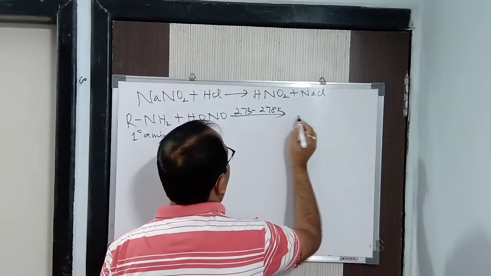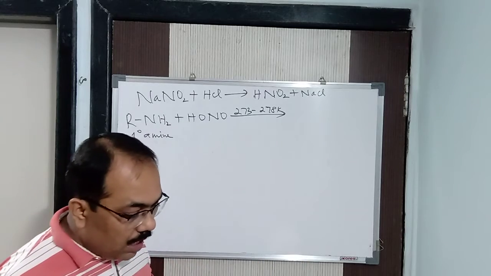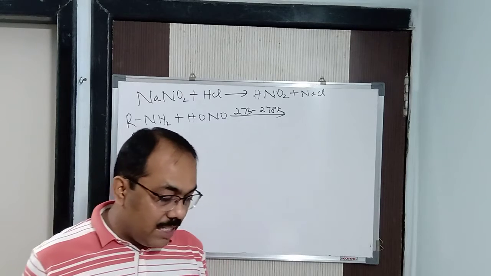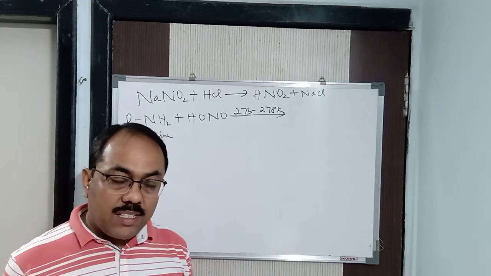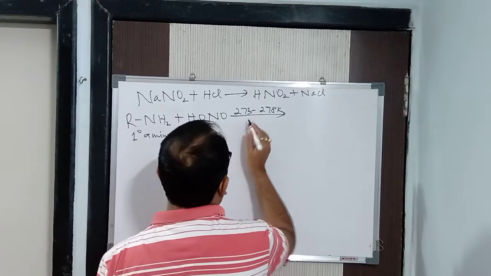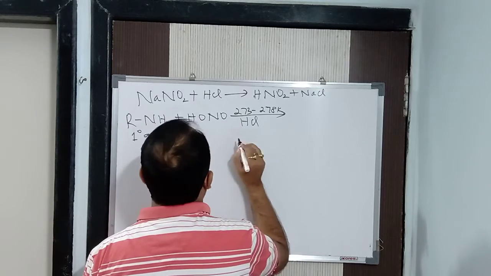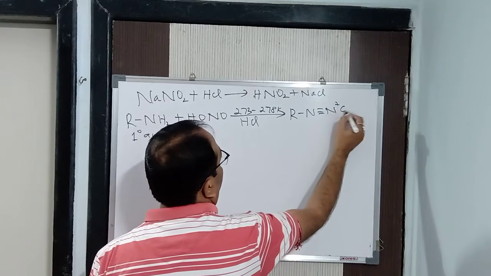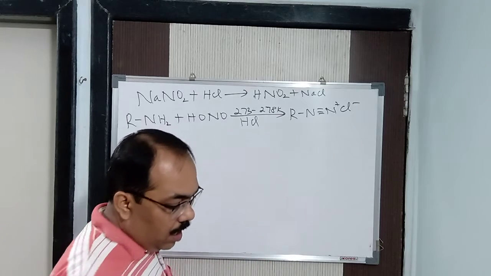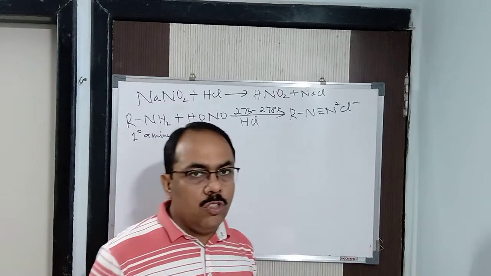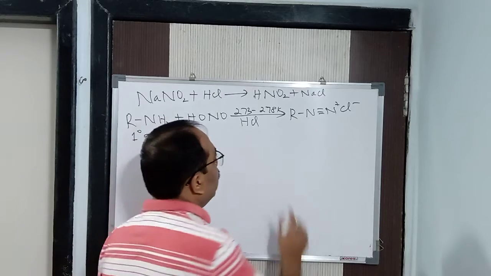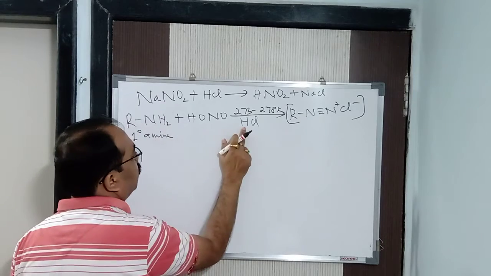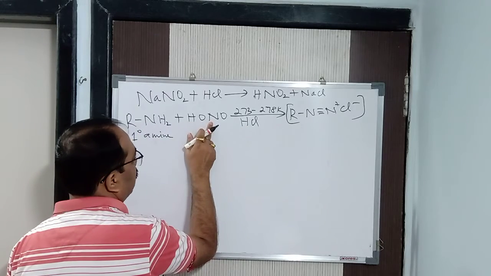What am I going to get? Here I will be taking RNH2, and here I will also be taking HCl, along with nitrous acid. So what will I get? RN triple bond N plus Cl minus. So you get a diazonium salt. RN, then triple bond, that is N, then Cl minus.